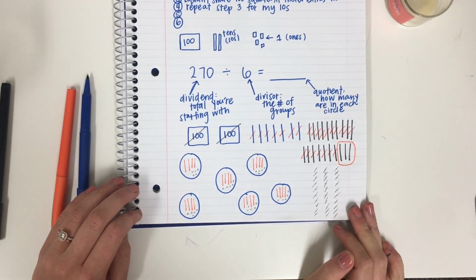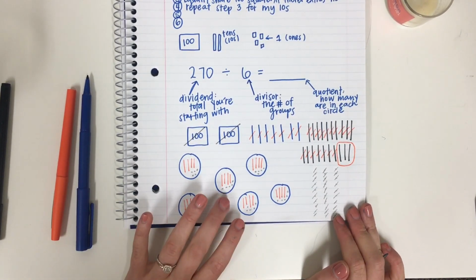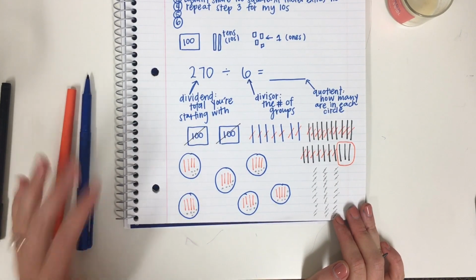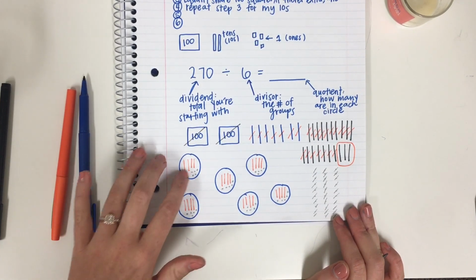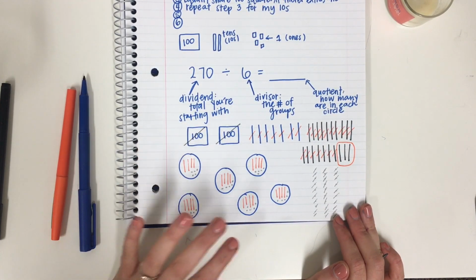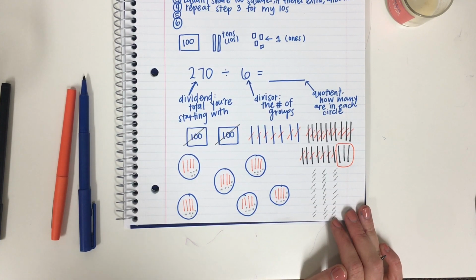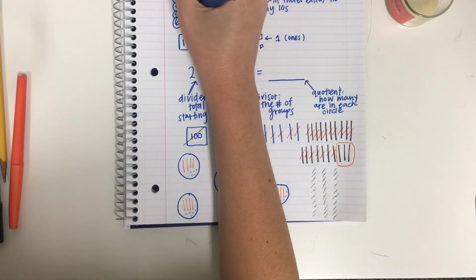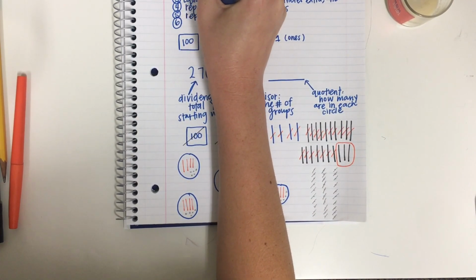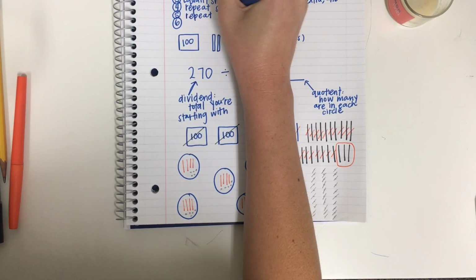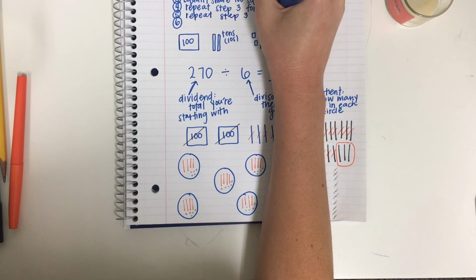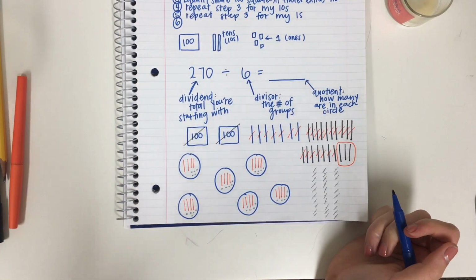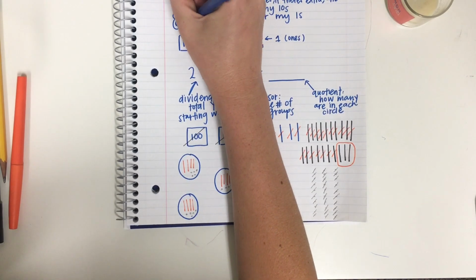Okay. So, even though I messed up here, when I came around, I knew it had to be even because we're working with a division problem that has no remainders. So I know that my 10 rods have to be equal, and I know my ones have to be equal. Okay? For step 5, repeat step 3 for my ones. Okay, which we did.